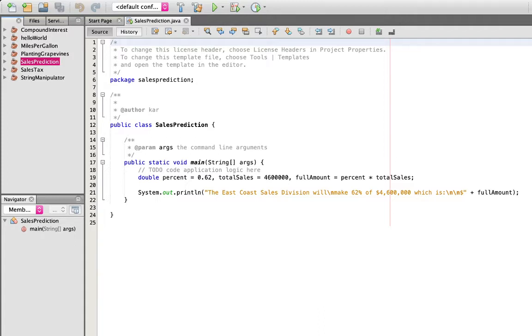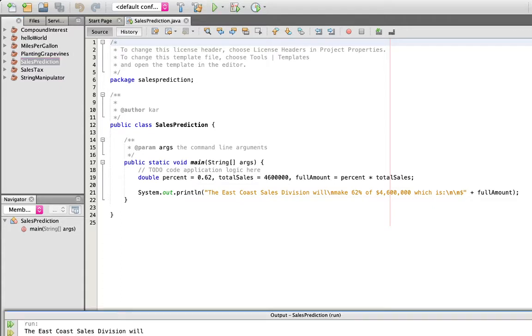So in the book it gave us the numbers, so this was actually a pretty easy one because they gave us the percent, which I set to double. Then they gave us the total sales, 4.6 million. And then I also did the full amount equals percent times total sales. I believe they gave us the equation in the book, so I just put that here. And then I click start, and there you go. So that's problem number 5 for sales prediction.